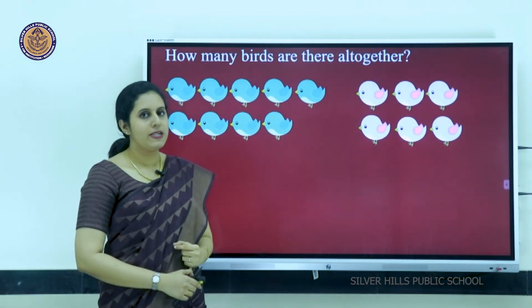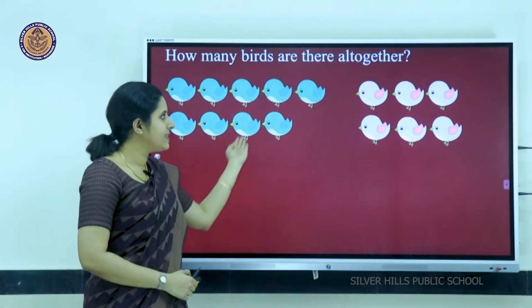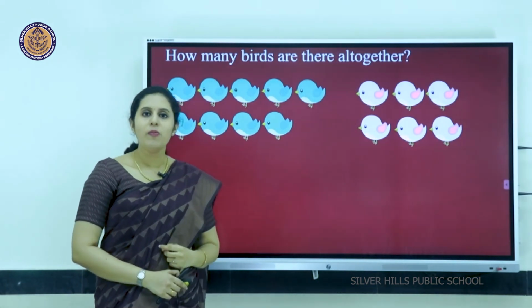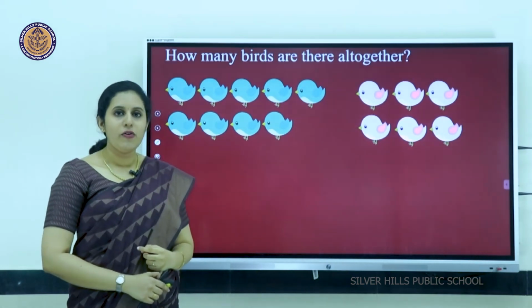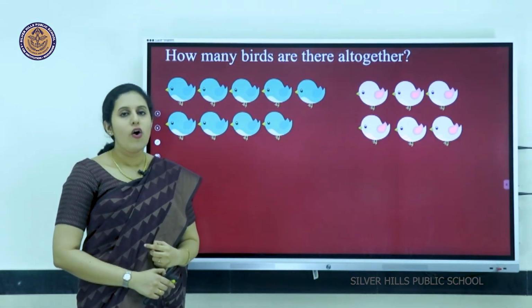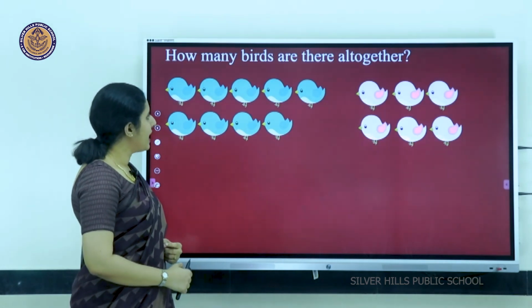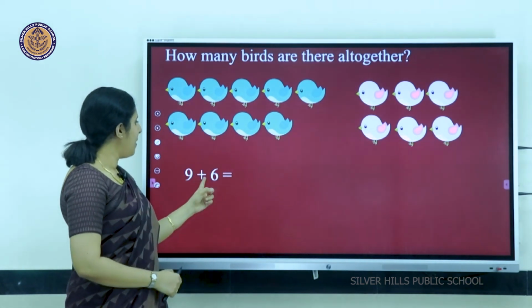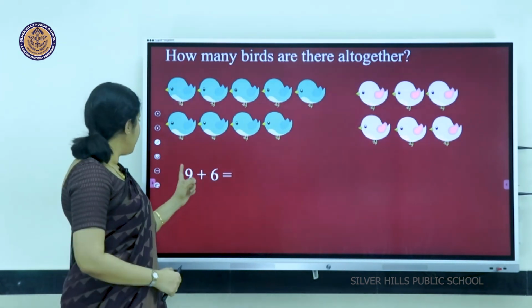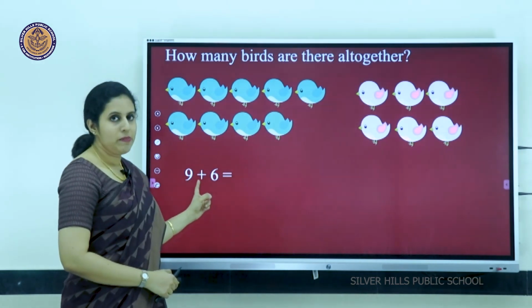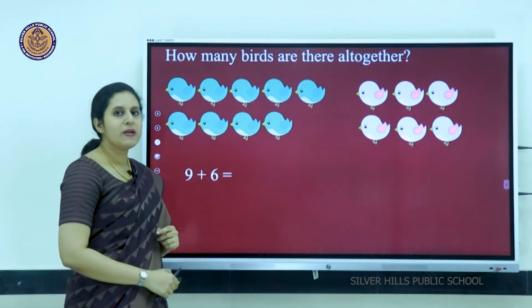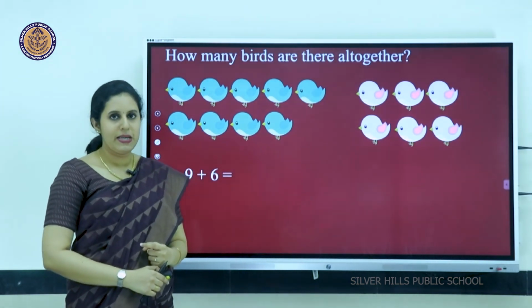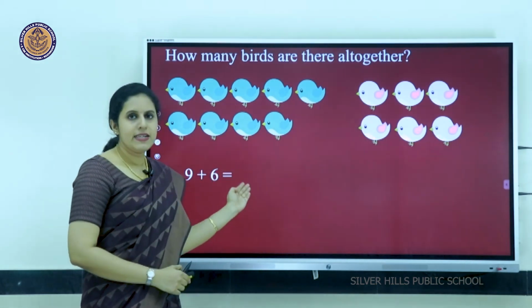6 pink birds. You have 9 blue birds and 6 pink birds. We are asked how many birds there are altogether. How do you write that in an addition sentence? Altogether, we have to find the number of birds, which means you have to write it as 9 plus 6. Why 9 plus 6? Because 9 blue birds on the left side, 6 pink birds on the right side. So 9 plus 6 is the addition sentence here. Now let's fill in the answer later.